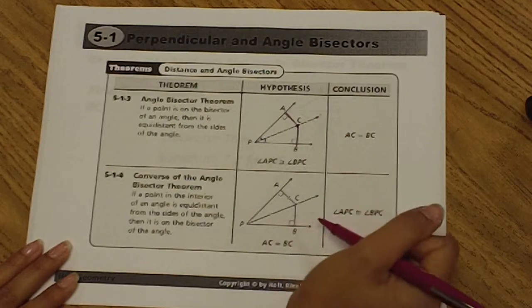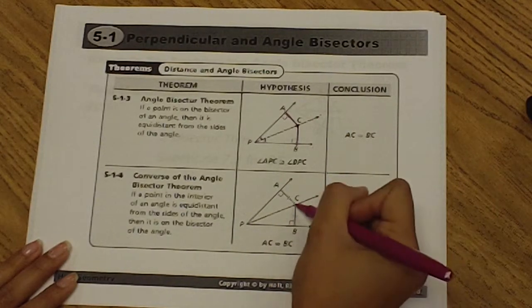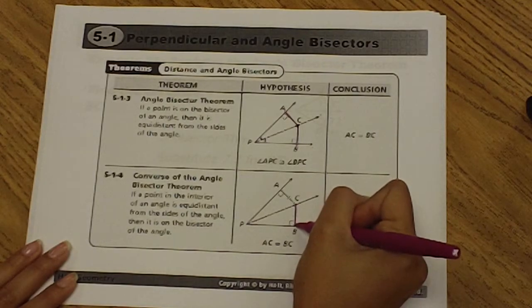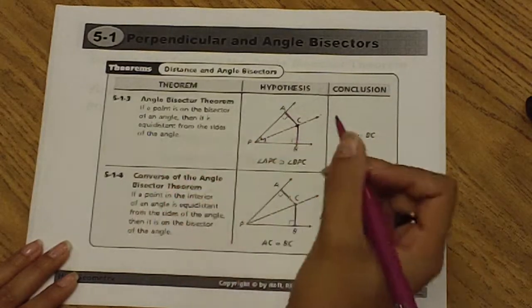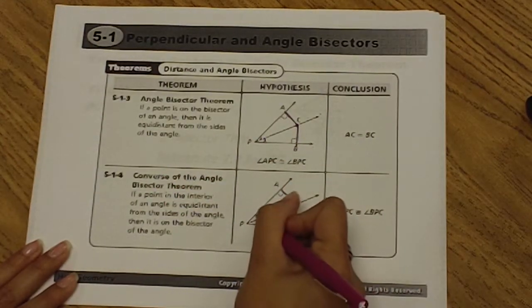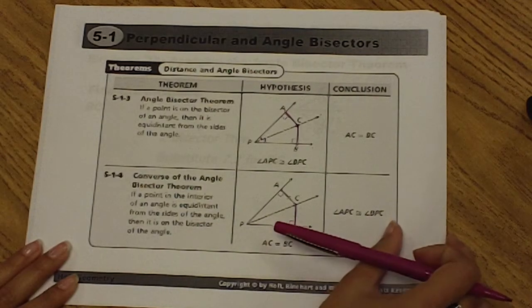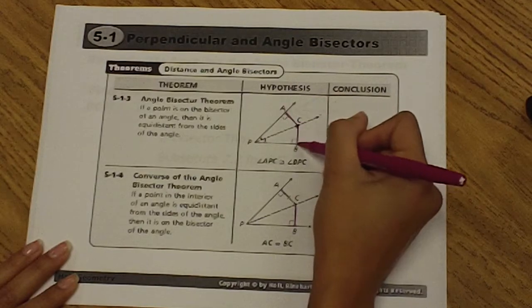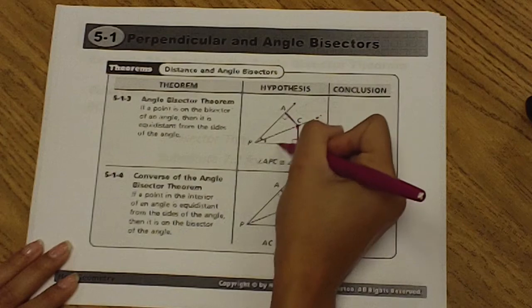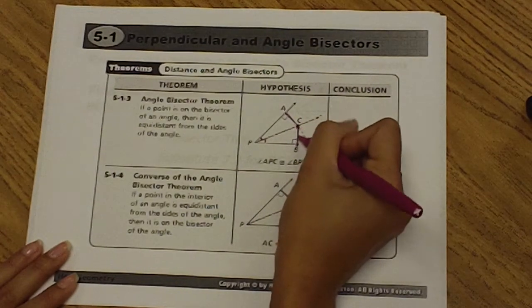The converse of that says that if I have a point on the line, or on the ray, that is the same distance to both sides of the angle, then I can conclude that it's the angle bisector and that these two would be the same. Don't forget that when we're talking about distance, we're talking about the shortest distance between that point and the line that I'm traveling to. So it has to be a perpendicular line. You can't just pick a bunch of random lines going to different spots. It has to be the shortest distance.